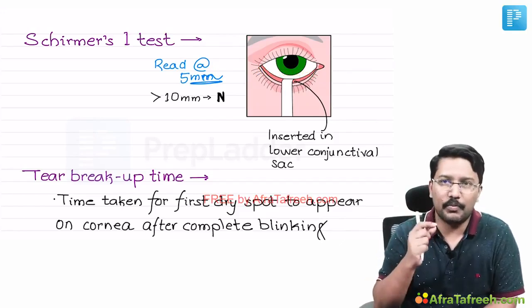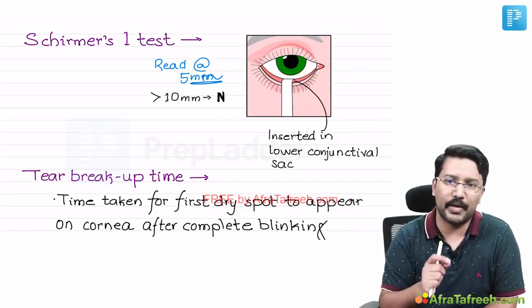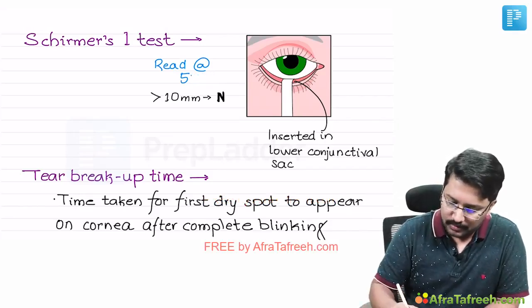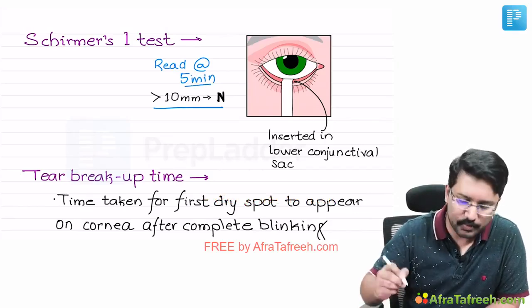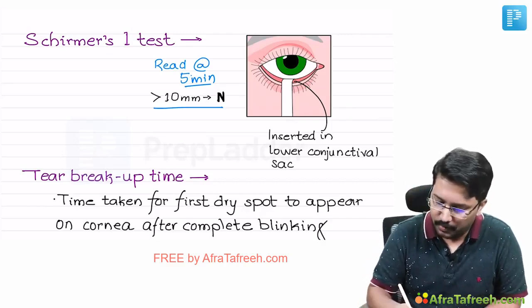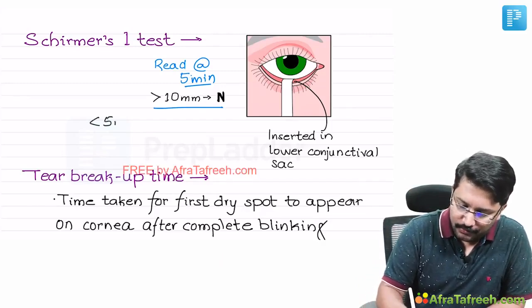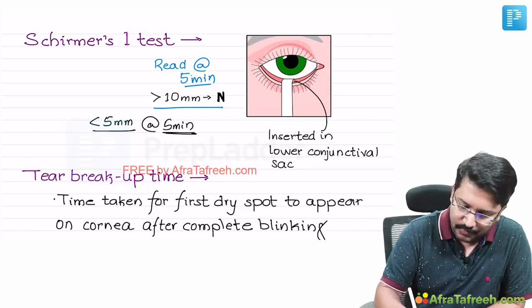The tear film would be wetting the filter paper by more than 10 millimeters at 5 minutes. That is normalcy. When it is less than 10 millimeters, it is abnormal. But for the diagnostic purpose, what we follow is, if it is less than 5 millimeters at 5 minutes, 5, easy to remember, 5.